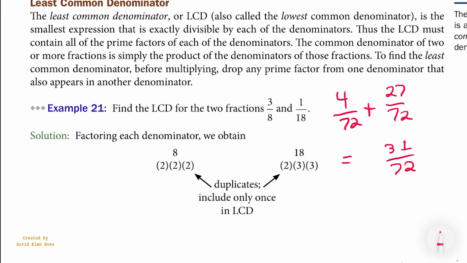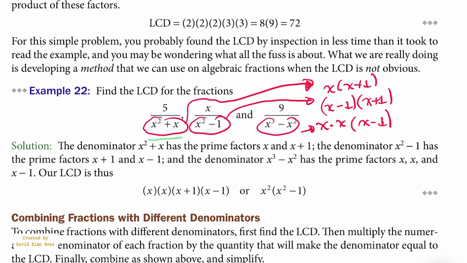To find the lowest common denominator of x squared plus x, x squared minus 1, and x cubed minus x squared, let's take a look at their factors. So for the first one, these are the factors of x squared plus x. These are the factors of x squared minus 1, because it's a difference of squares, and these are the factors of the last one here. Now the rule for the lowest common denominator is you should not have any of these factors repeated. So we've got an x plus 1 and an x plus 1, so one of the factors will indeed be x plus 1.